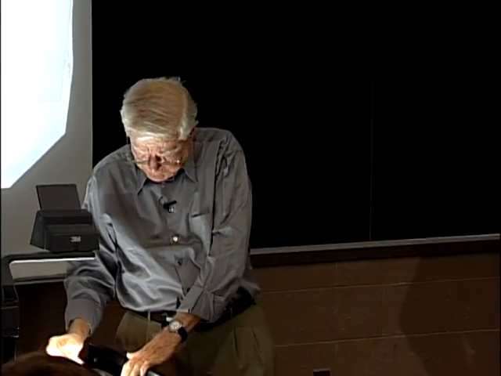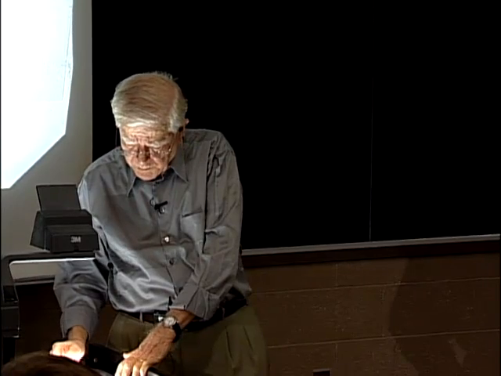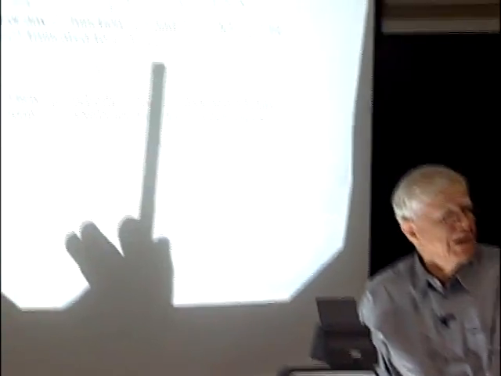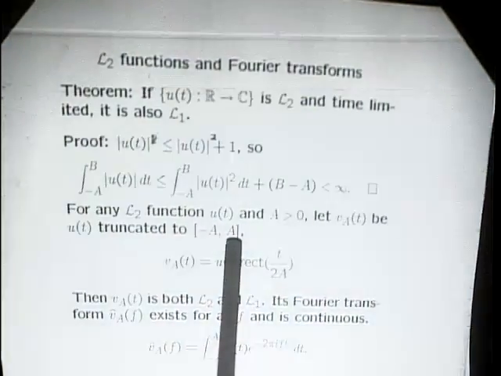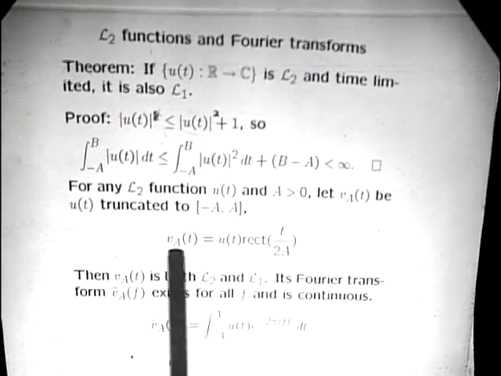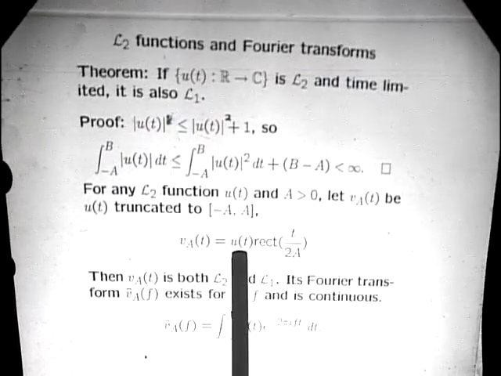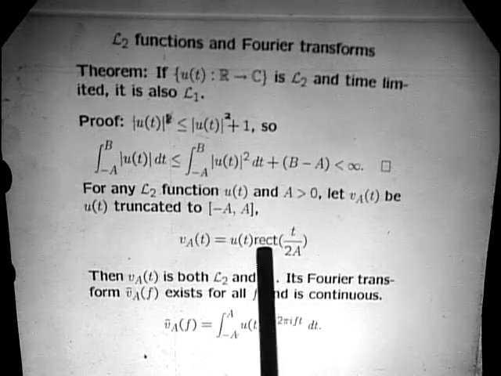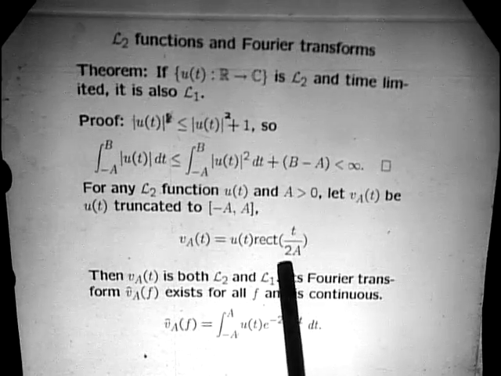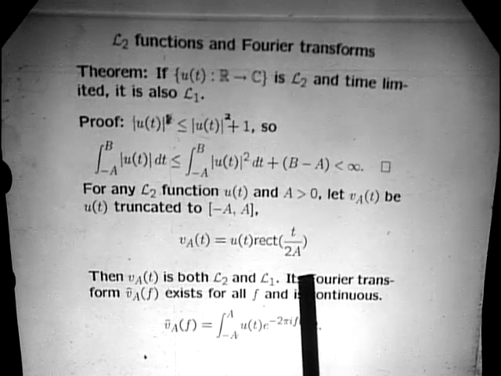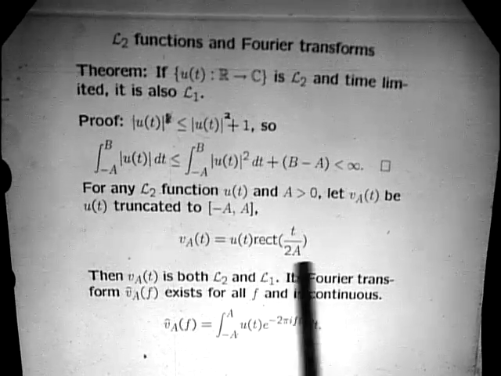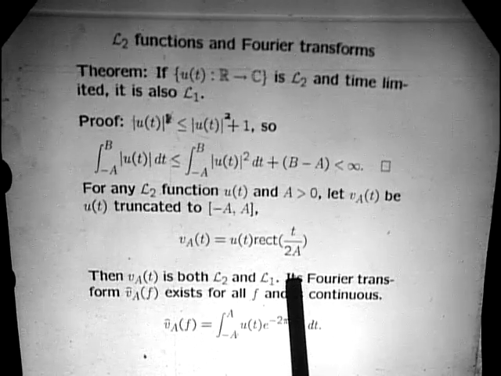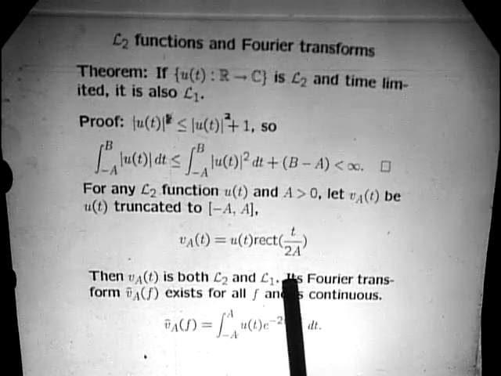Okay? So we're going to take u of t, we're going to truncate it to some minus a to plus a over some finite range, no matter how big a happens to be. We're going to call the function v sub a of t, u of t truncated to these limits. In other words, u of t times a rectangular function evaluated at t over 2a. Now, can all of you look at this function and see that it just means truncate to minus a to plus a? No. Well, you should learn to do this.